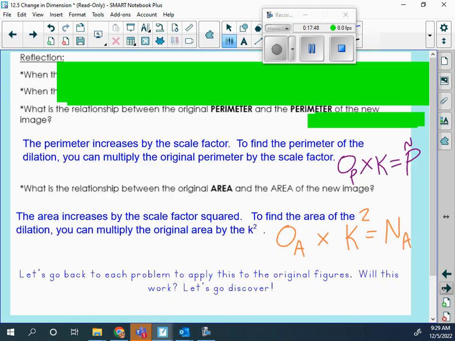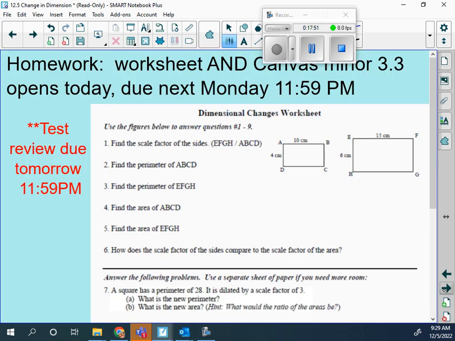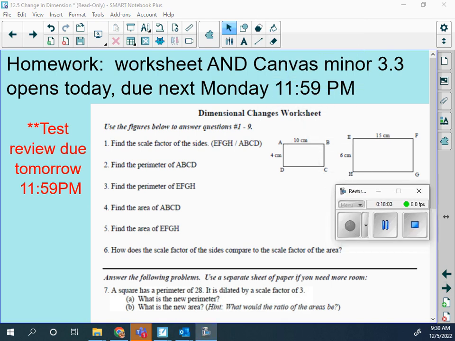Guys, do you have a question? All right. The back page. Guys, the back page is your homework, but look, I have lots of notes up here. Some of y'all are missing them. 1, your test review opened on Friday, and it's due tomorrow by 11:59. 2, you have a Canvas quiz that opened today. It's due a week from today.